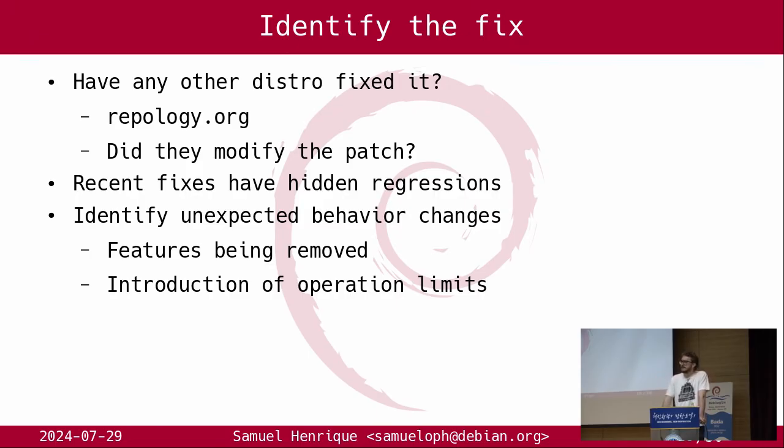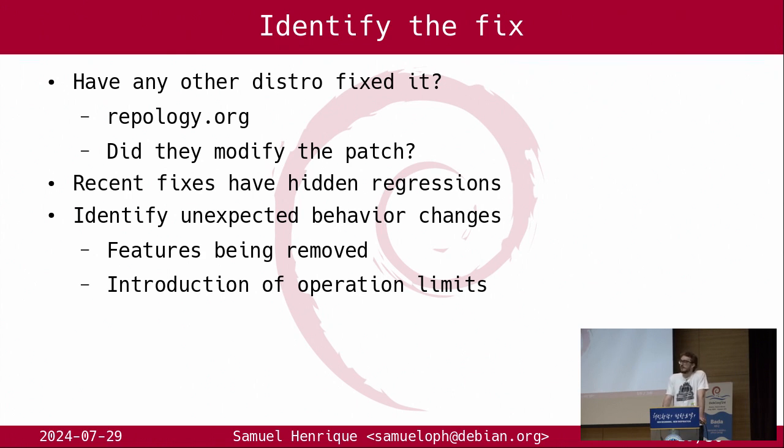Identify any unexpected behavior changes that might arise from the fix, because we don't want to be introducing this in Debian stable. Some examples of behavior changes are features that are removed. And sometimes, in order to fix a CVE, the whole feature is just dropped from the software, and we don't want to do that on stable. It depends.